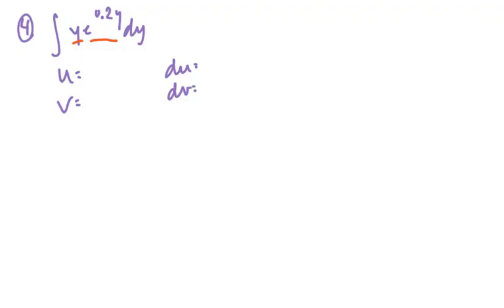So u is going to be what the derivative is going to be nice and easy and go away. So u is y, and go ahead and fill in dv. Don't get excited. dv is e to the 0.2 y dy. Everything left, everything in the integral should be in one of those two spots. Now the derivative of y is easy, it's dy. But the integral of e to the 0.2 y is not so easy.